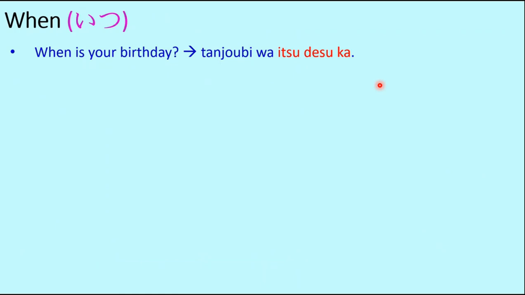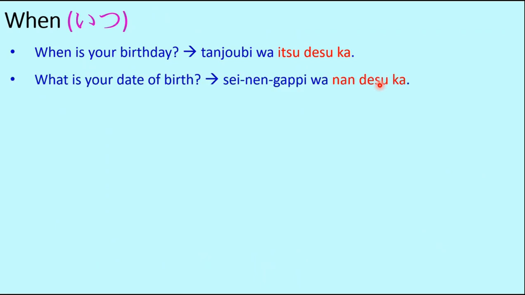Now we have when is your birthday, tanjobi wa itsu desu ka? Or otanjobi wa itsu desu ka? Or anata no tanjobi wa itsu desu ka? Now if we ask what is your date of birth? Look at the difference. When is your birthday? What is your date of birth? The answers to both these questions may be same, but the question is different.